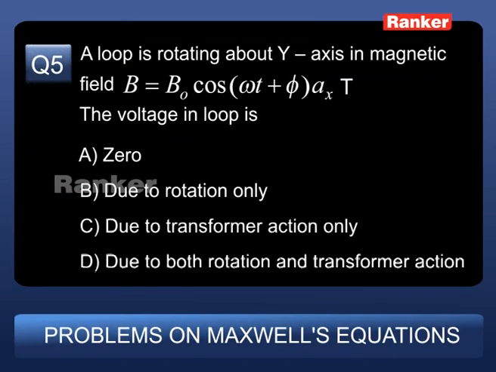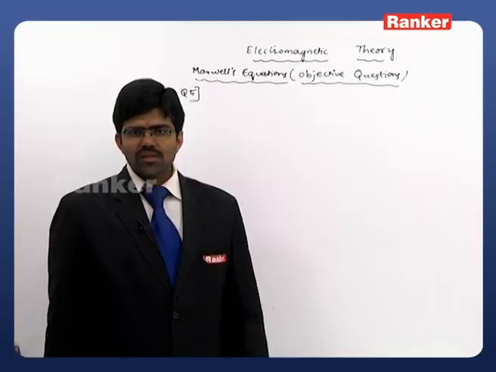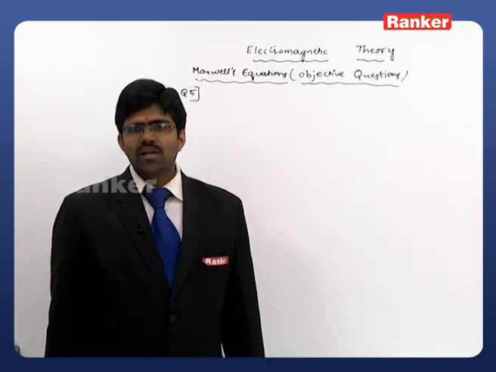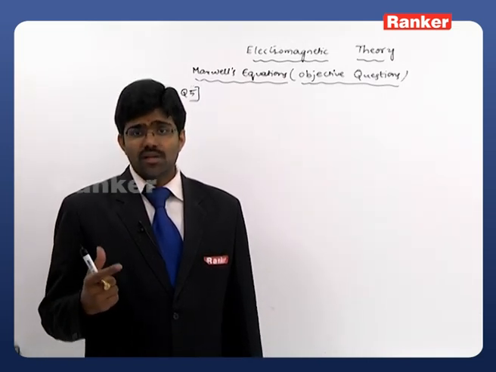So the next question was asked like this. A loop is rotating about the y-axis in a magnetic field B, which is equal to B naught cos(omega t plus phi) a_x Tesla, and the voltage induced in the loop is: option A, 0; option B, due to rotation nature only; option C, due to transformer action only; and option D, due to both rotation and transformer action. So these are the four options which are given to us.